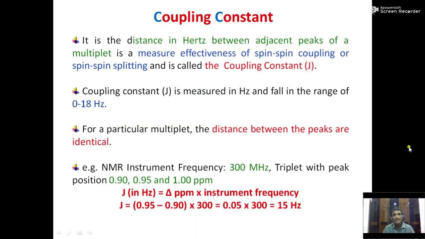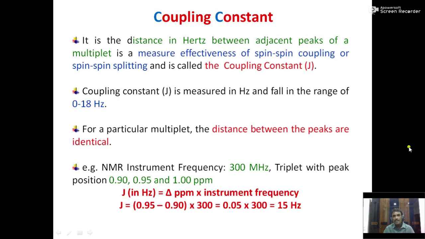Now we will see the coupling constant. It is the distance in hertz between adjacent peaks of the multiplet, and it is a measure of the effectiveness of the spin-spin coupling or spin-spin splitting. It is called the coupling constant, denoted by J. Coupling constant J is measured in hertz, and it is generally in the range 0 to 18 hertz. For a particular multiplet, the distances between the split peaks are identical.